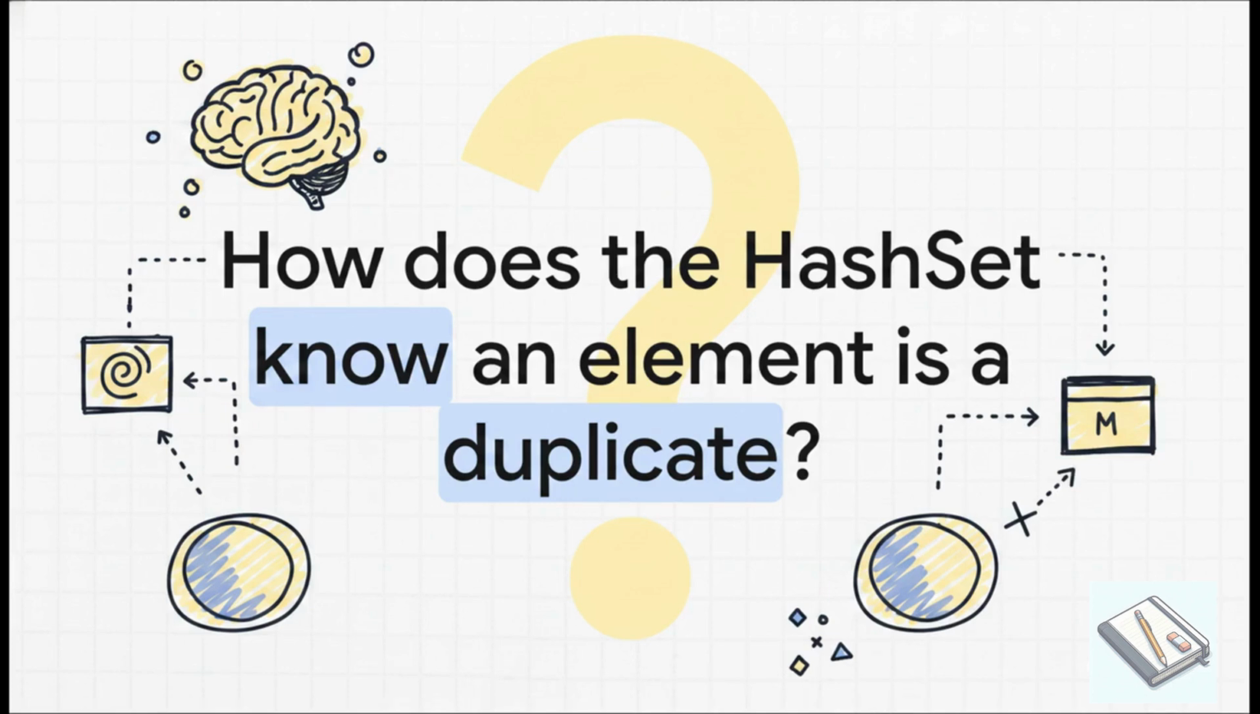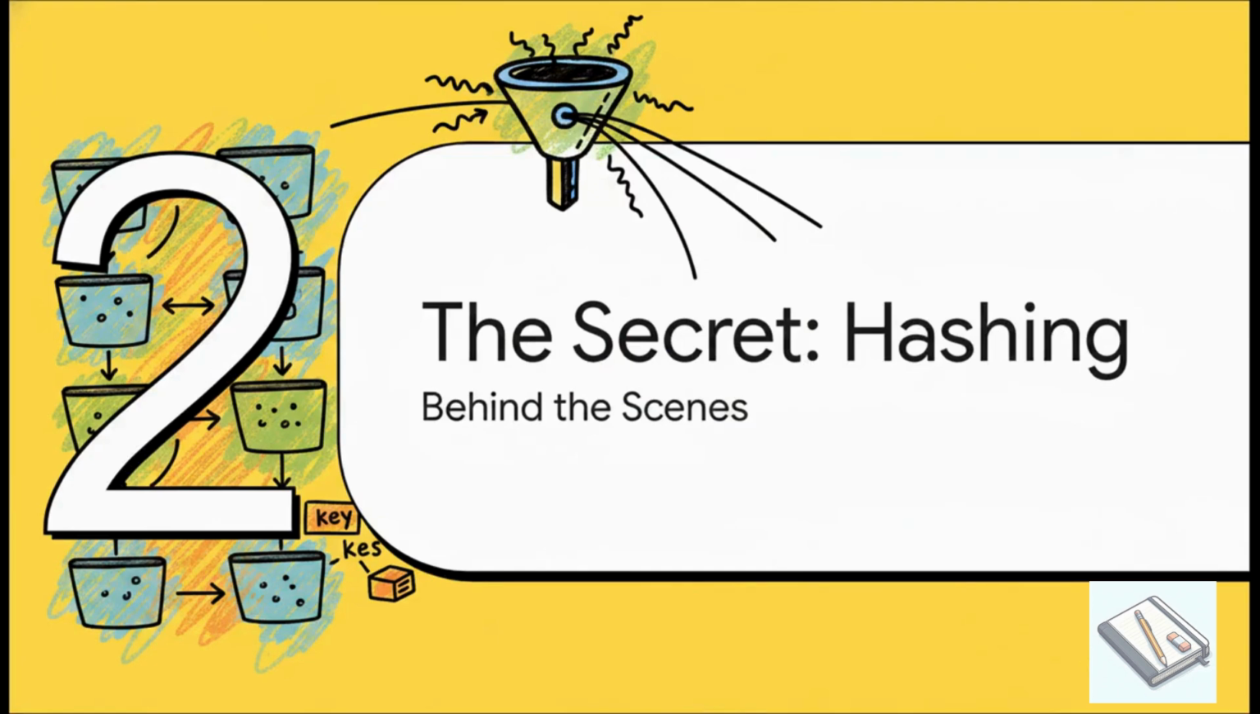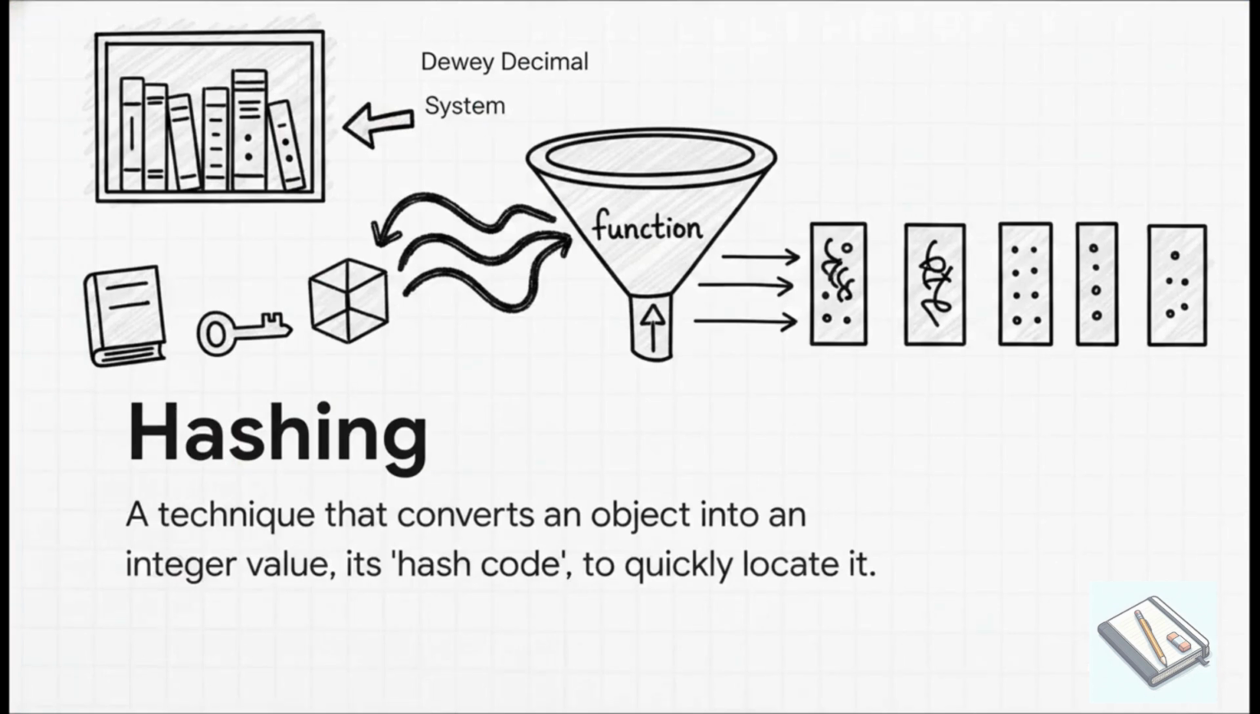And in a way, it does. So you ready for the big secret? A hash set is actually just a clever wrapper, a disguise for another data structure you probably know, the HashMap. And understanding that is the real key to solving this whole mystery. Hashing is basically this. You take an object, run it through a special function, and it spits out a number, an integer. We call that a hashCode. It's like the Dewey Decimal System in a library. Instead of walking down every aisle, the code tells you exactly which shelf to go to. It's a high-speed address generator for your data.